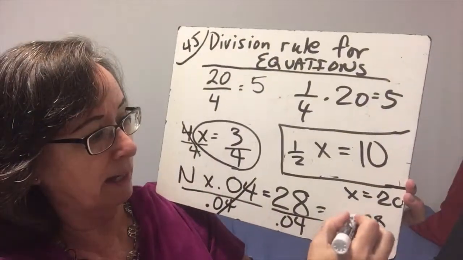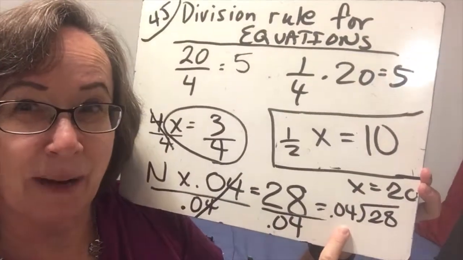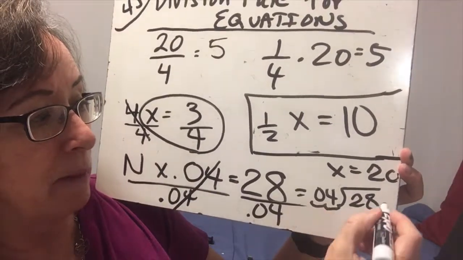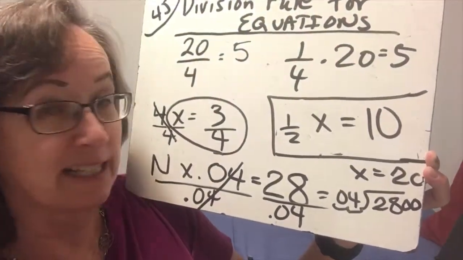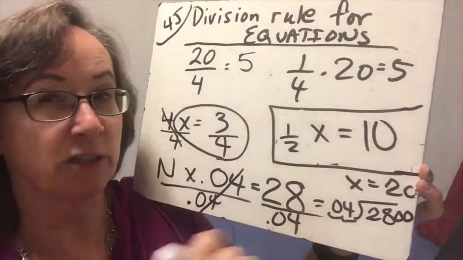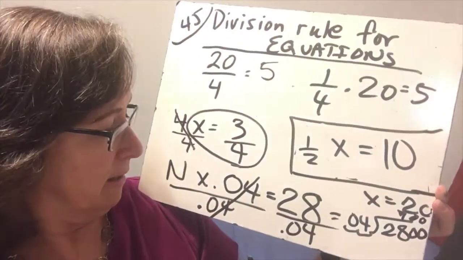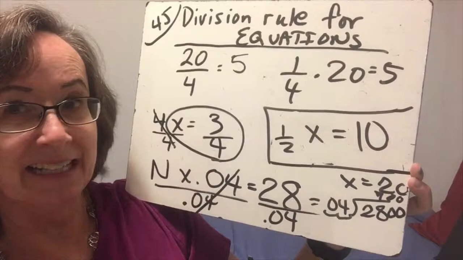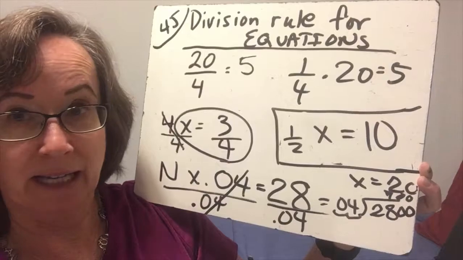28 divided by 0.04. Now what happens when I am dividing by a decimal? Do you remember? I need to take this and go 2 steps over to the right, but then I have to add 2 zeros on the other side, don't I? So it's the same thing as 4 into 2800. So now 4 into 28 is 7, so the answer is 700. So 700 times 0.04 is 28. All right, so we're going to be practicing the division property of equality very soon.